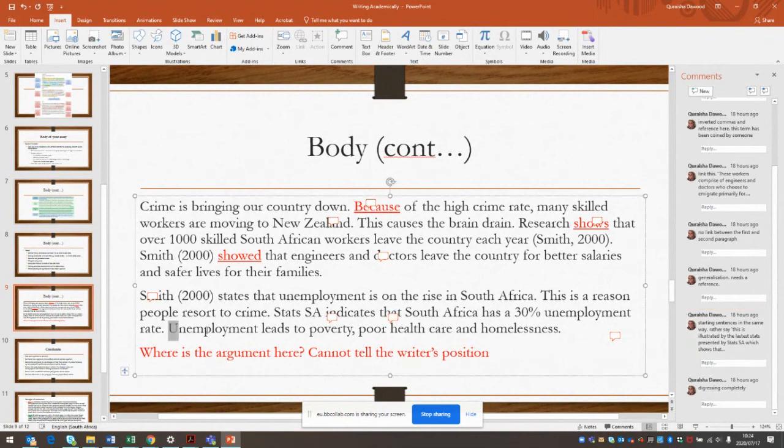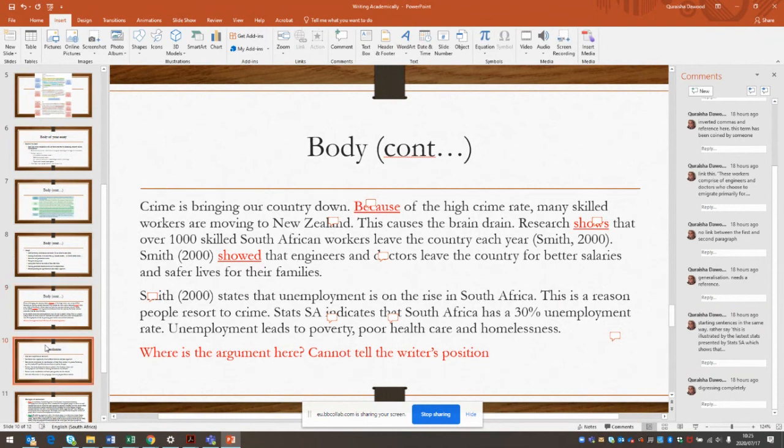Okay, then I said unemployment, poverty, poor healthcare, and homelessness. Now I brought in some other things that I haven't spoken about in this first paragraph. I've brought in homelessness. Okay, it's completely all over the place. I don't know what the topic is, where the argument is, and I can't tell the writer's position other than the fact that crime is bringing our country down. Okay, so avoid these errors.